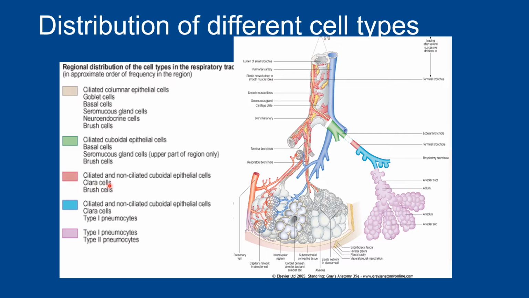The pink colored area is the bronchiole. They contain ciliated and non-ciliated columnar epithelial cell, Clara cell, brush cells. The blue color area is the respiratory bronchiole and the terminal bronchiole. It contains ciliated and non-ciliated cuboidal epithelial cells, Clara cells, and type 1 pneumocytes already starts here because the alveoli are opening into these bronchioles. And this peach color or magenta color area is the alveoli. The alveoli are lined by type 1 pneumocytes and type 2 pneumocytes.